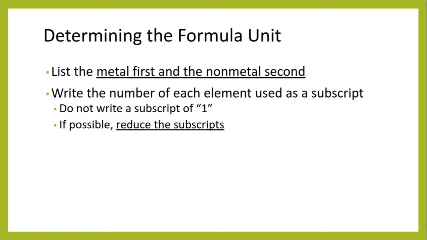Once we have this, we can then go ahead and figure out the formula units. Remember, that's the lowest whole number ratio of the metal and the nonmetal that makes up that ionic compound. So we list the metal first and then the nonmetal second. We're then going to write the number of each element used in our Lewis dot diagram as a subscript. So remember, subscripts are small numbers written down below. Now we do not need to write a subscript of 1. If we write the element symbol, it's already implying that we have one of those, so we don't need to duplicate things.